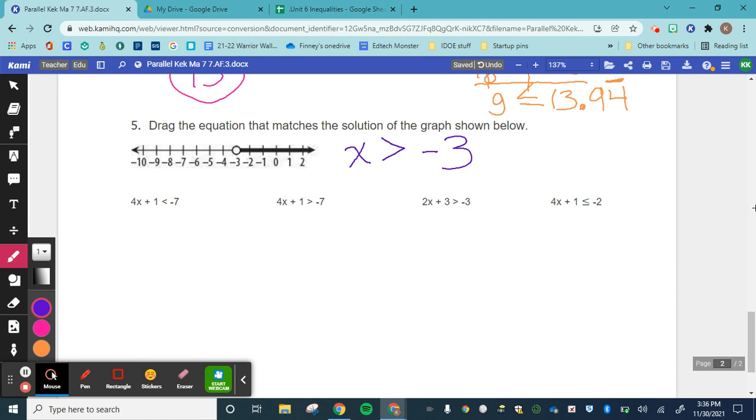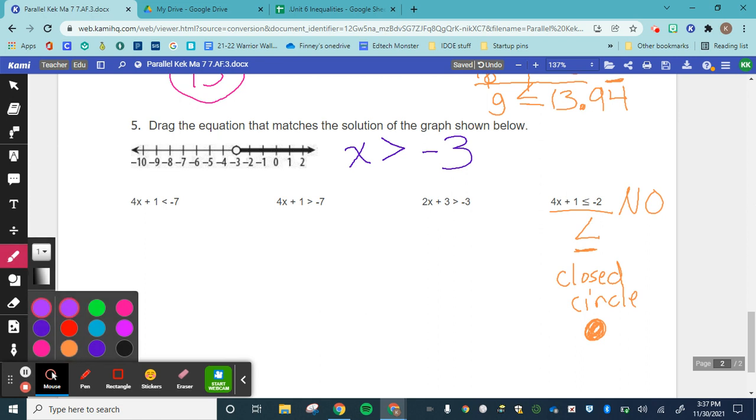I look at my answer choices and I see that I can automatically eliminate this one, because see how it is less than or equal to? So this one would be a closed circle, not an open circle. Like you can see that our answer is definitely an open circle. So this one is not a correct answer. But I have to work out the other three because there might be some switching of the inequality signs. So I'm going to work out the other three to see which one matches this situation.